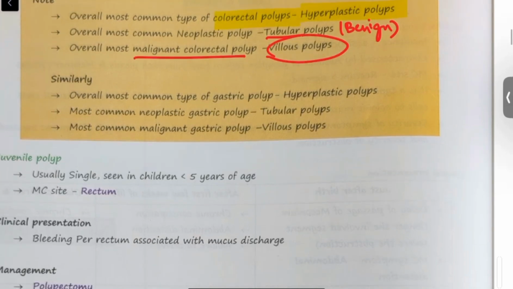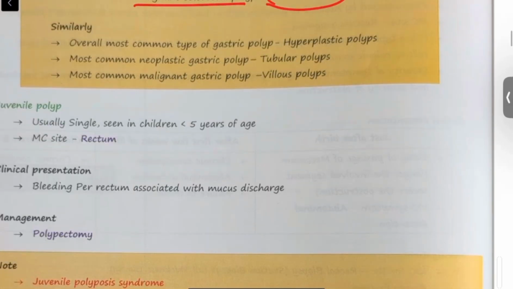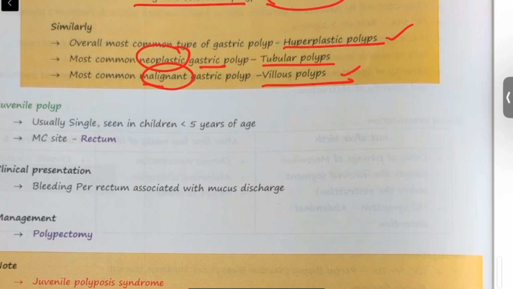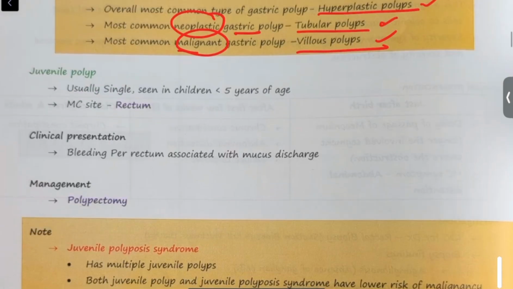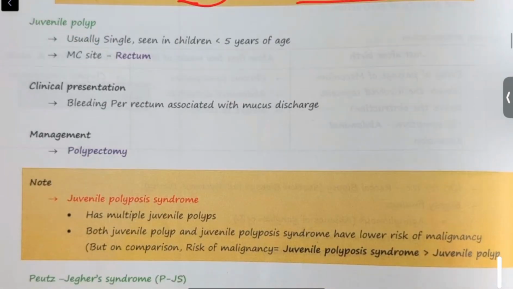Okay, similarly we need to know about some gastric polyps also. Most common type of gastric polyp is hyperplastic, again similar to colorectal polyp. Most common neoplastic gastric polyp is tubular. Malignant is again villous polyp. Same in colorectal polyp as well as in gastric polyps, these points are the same. Okay, that's why they have given the comparison here. Okay, after this we'll start with non-neoplastic polyps.